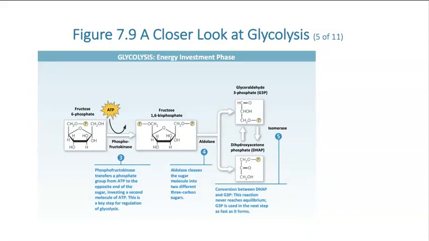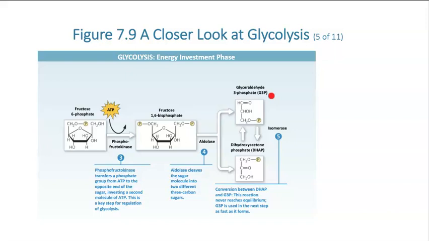The next thing that we're going to do is split fructose 1,6-bisphosphate into 2 parts, and that happens in the presence of aldolase. Aldolase cuts the sugar molecule into 2 different 3-carbon sugars. So the first sugar is called glyceraldehyde 3-phosphate. Glyceraldehyde is a 3-carbon sugar, and it has a phosphate on the 3rd carbon. And the second one is dihydroxyacetone phosphate, or DHAP.